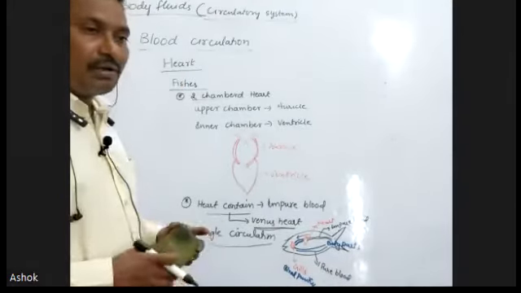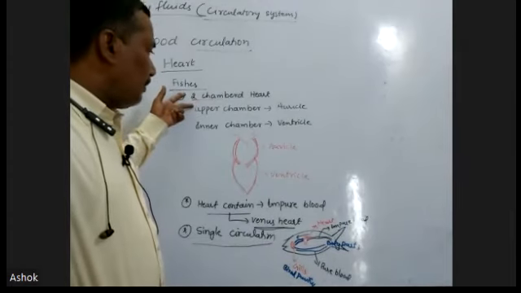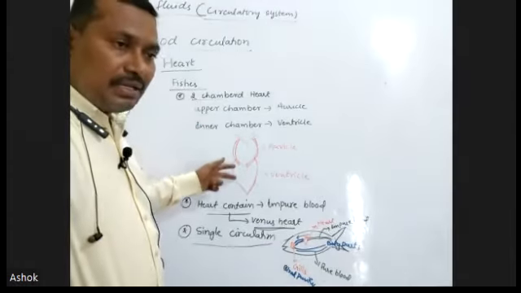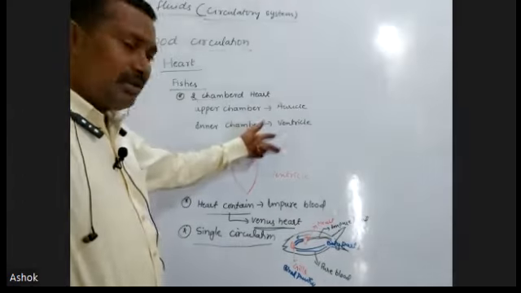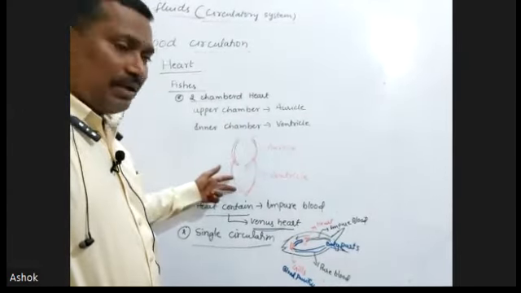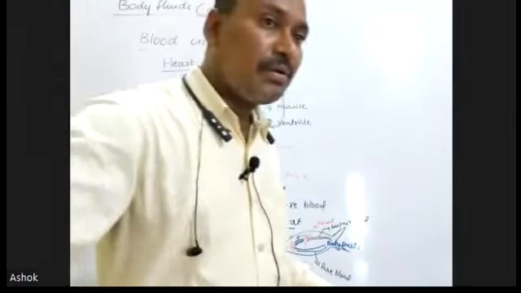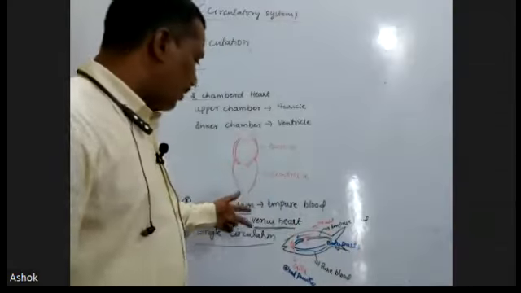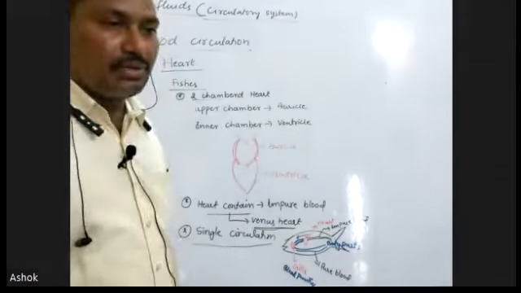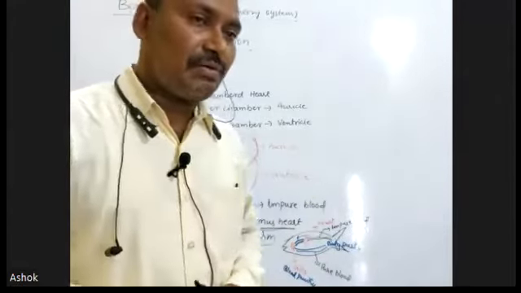This is about the heart of the fish. It's very simple. A two-chambered heart is present: the upper chamber is the auricle, which is nothing but the atria, and the lower chamber is the ventricle. This heart is otherwise called a venous heart, and single circulation is present in it. This is about the fish heart. Followed?